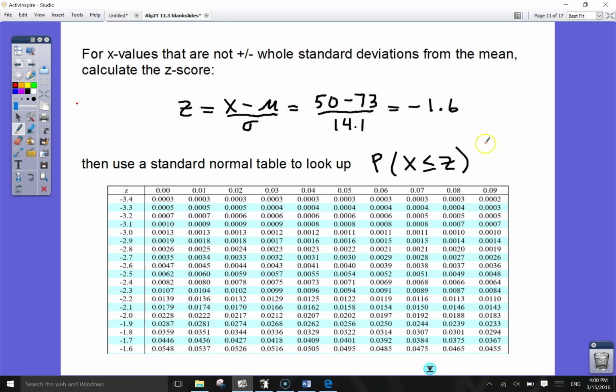Okay, so anyways, in this case, for the negative 1.6, the probability, the area under the curve, for negative 1.600 is 0.0548.